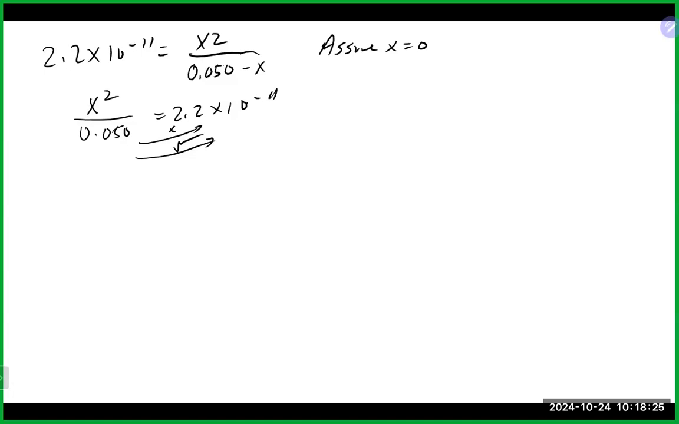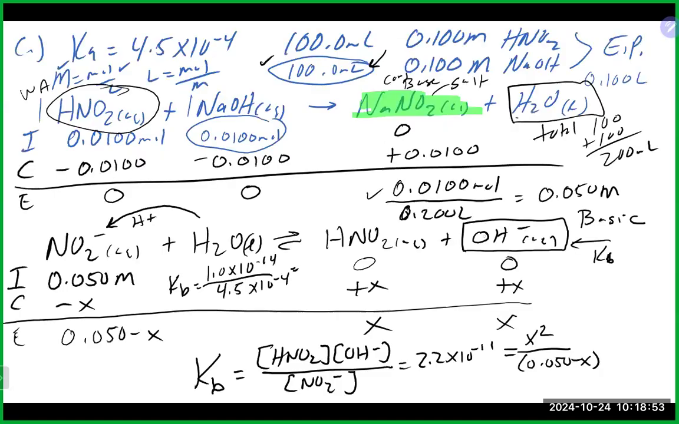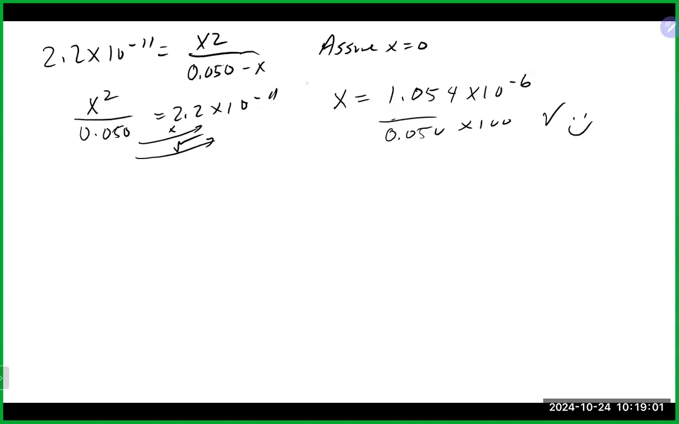Going to give us, too many zeros to count in this early morning, but x is equal to 1.054 times 10 to the minus 6. We do want to check it, so we're going to divide it by 0.05 times 100. And I think we actually should be okay in this particular case. We're not even 0.1%. So the check here is good, yes, in this case. So that x, if we go back to our ice table here, again, does not equal the H plus concentration, but equals the OH minus concentration. So that x is going to be the OH minus concentration.